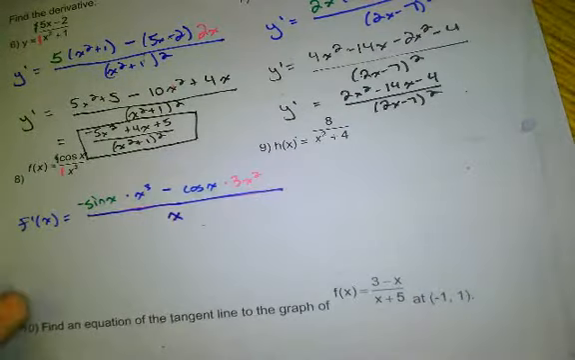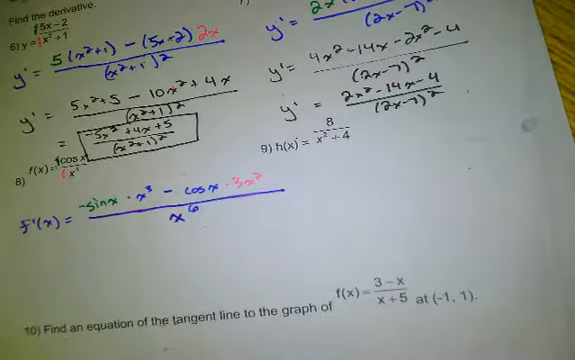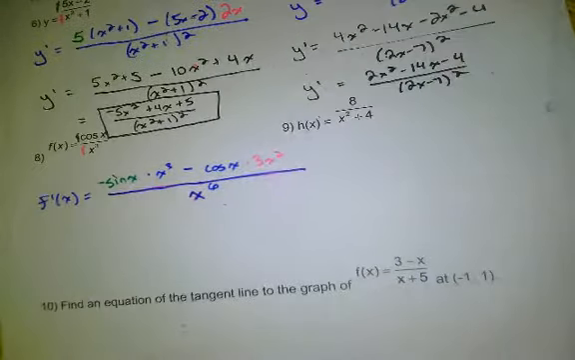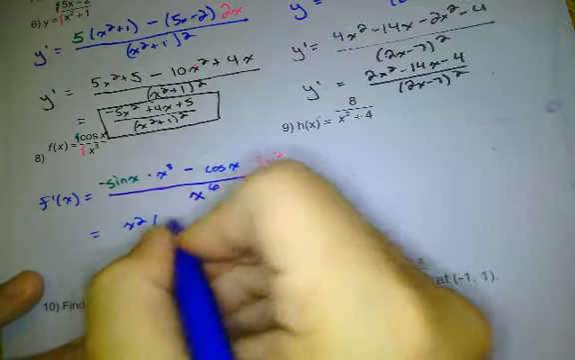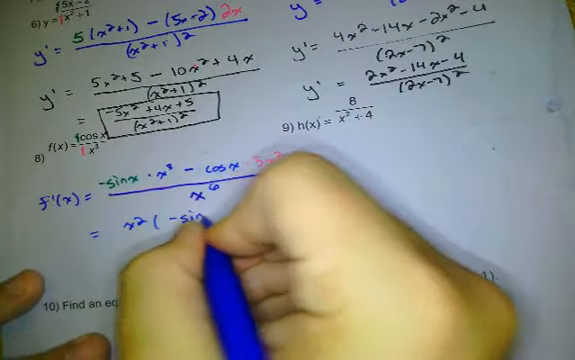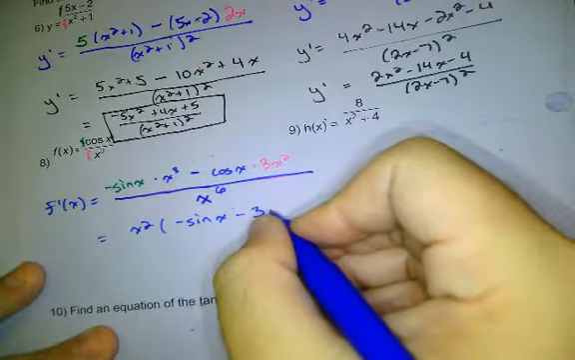X cubed squared, 6. Can I simplify the top of it all? Is there a GCF that will cancel out? There is a GCF that will cancel out. What is it? X squared. So I'm going to get negative sine of x minus 3.